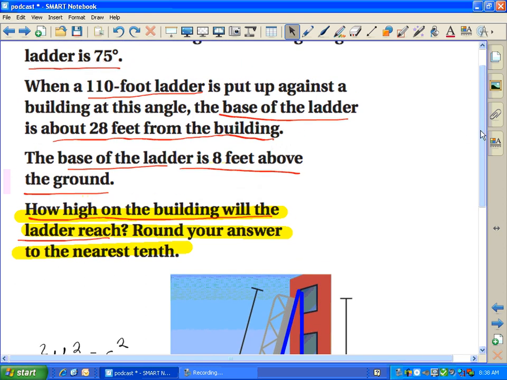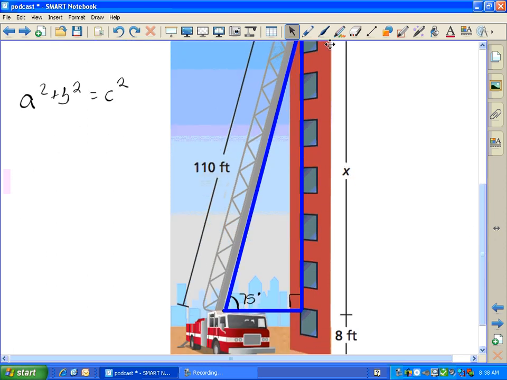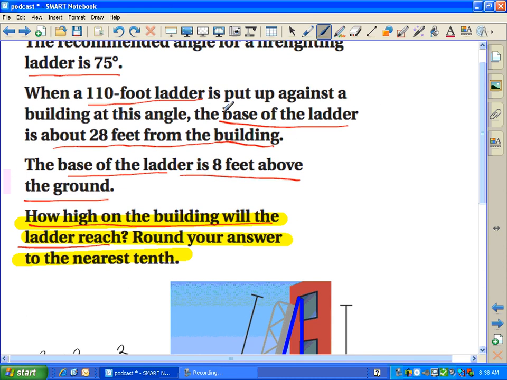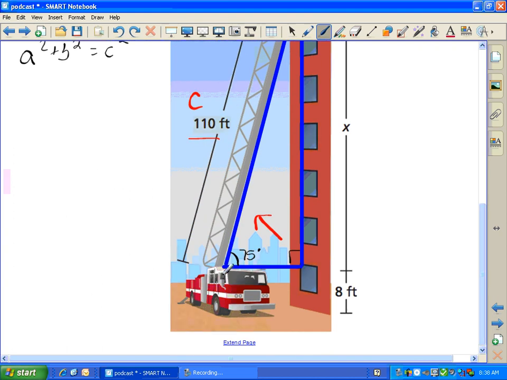110-foot ladder. So my hypotenuse is going to be 110 feet. Remember, your hypotenuse is always diagonal from your right angle. The base of the ladder is about 28 feet from the building. That's important to know, because that means the distance from here to here is 28 feet.